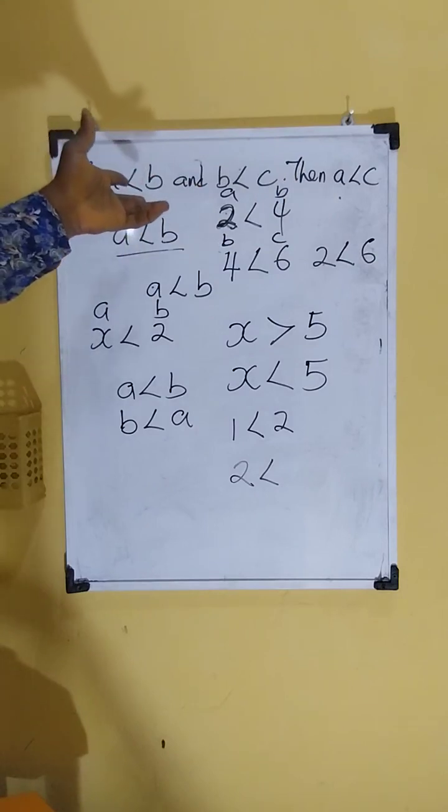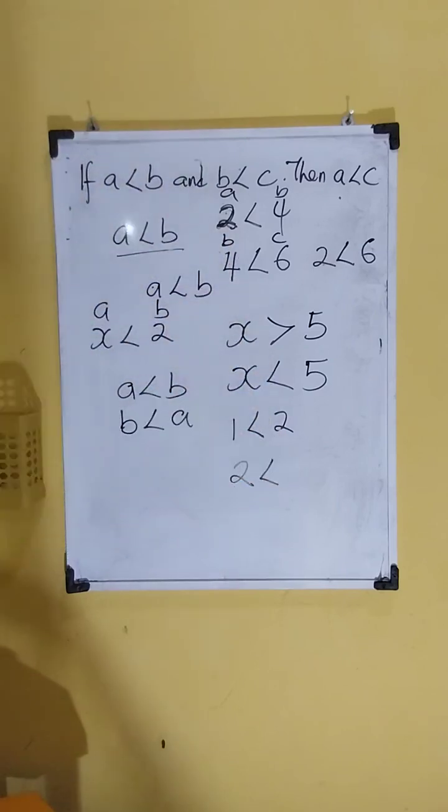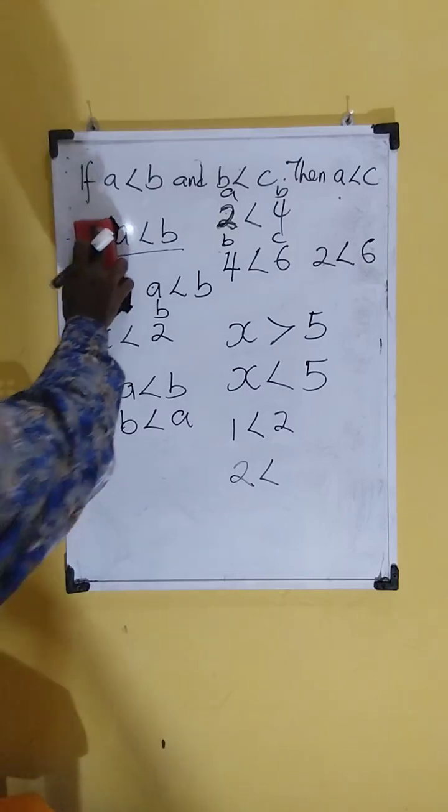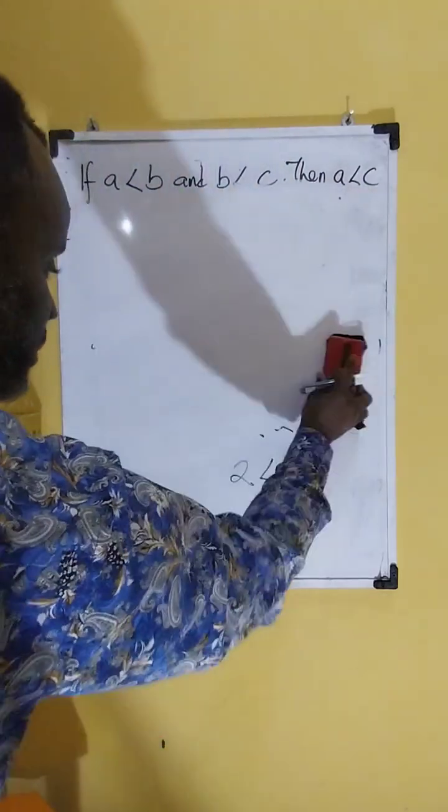Oh, that was not how I read it. I said A is less than B, and B is less than C. Then A is less than C. All right. Okay, maybe I didn't get you rightly. So let us just solve it together. Thank you so much, Memuna, for bringing this up. But let us solve it together.